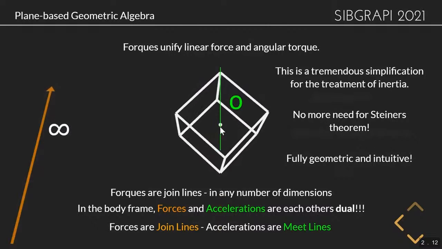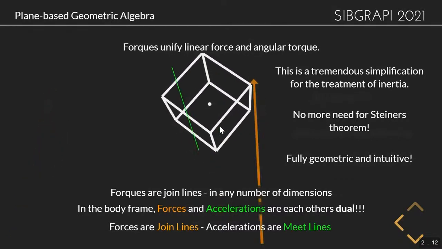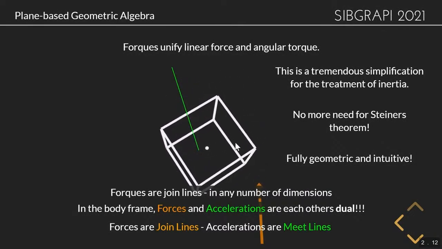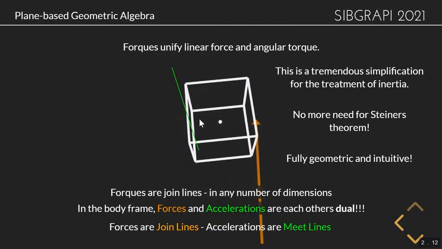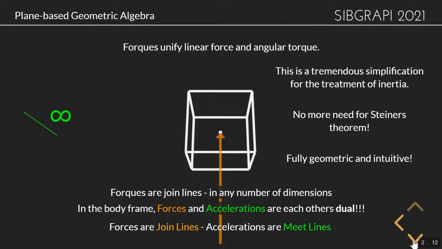Now, when you want to do full inertia, we will require our object to have the center of mass at the origin and to be aligned with the principal moments of inertia. And then it's actually a dual map and some additional scaling. But you can find all of the details in the papers.